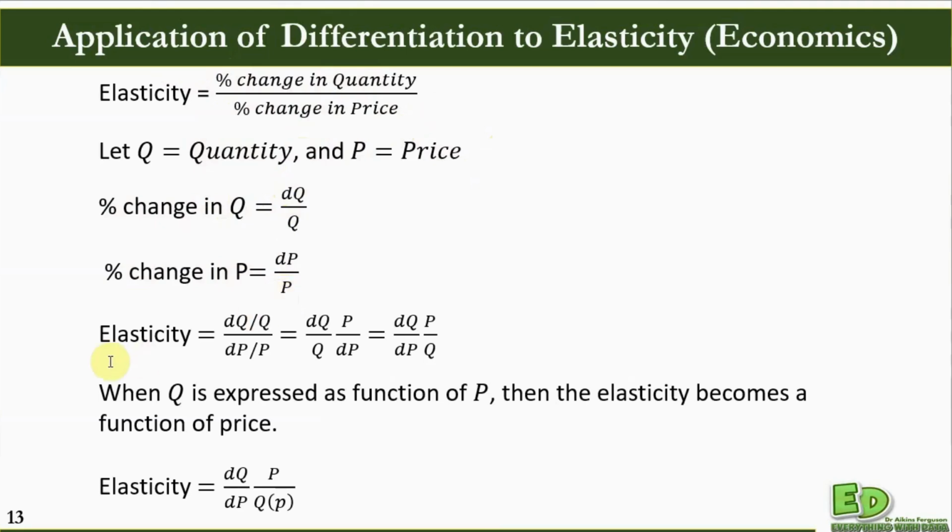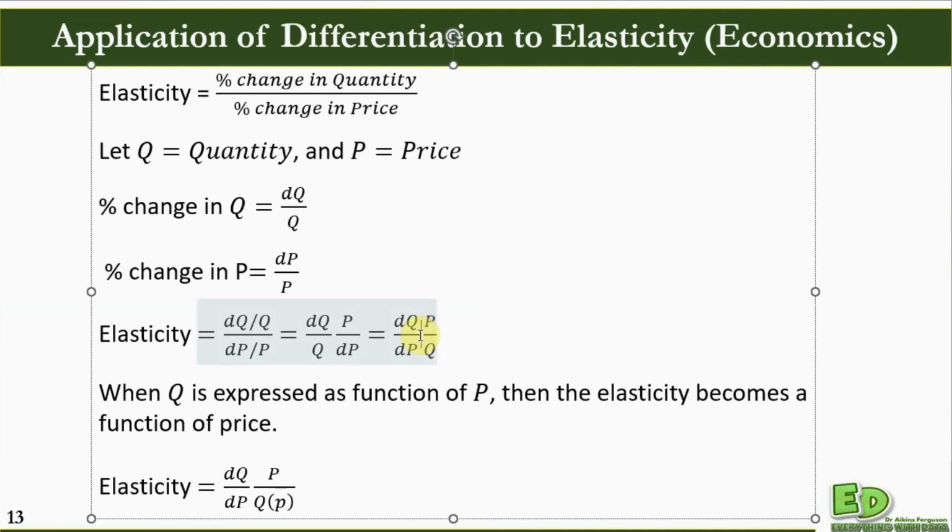So what is the elasticity? It is dq over dP multiplying P over Q. That is the elasticity. The formula is dq over dP multiplying P over Q. When Q is expressed as a function of P, then the elasticity becomes a function of price. That is the meaning of this formula over here, right? So that's the same thing you have here as the elasticity formula. Let's look at a practical example where we are going to use this formula.